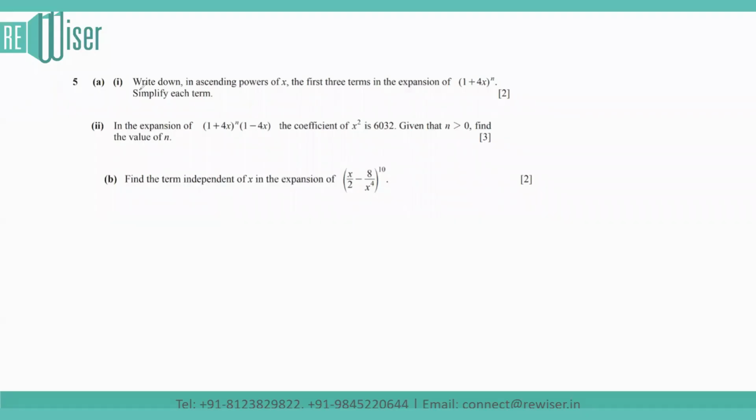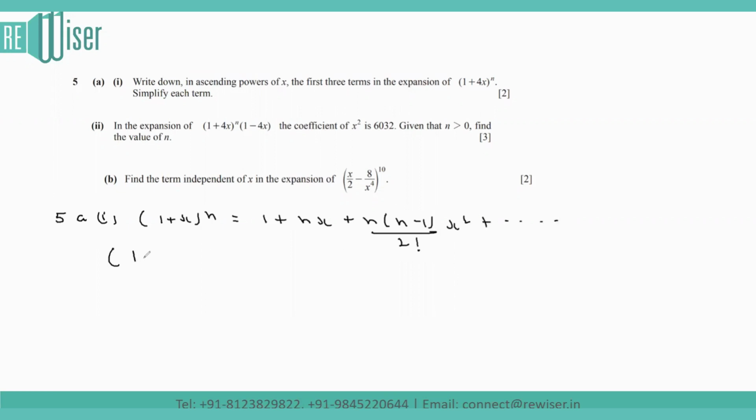Hello students, 5A part 1 says, write down in the ascending powers of x the three terms in the expansion of (1 + 4x)^n and then simplify each term. So for 5A part 1, we'll use the formula for expanding (1 + x)^n. I'm writing it as 1 + nx + n(n - 1)/2! x², and the series goes on.